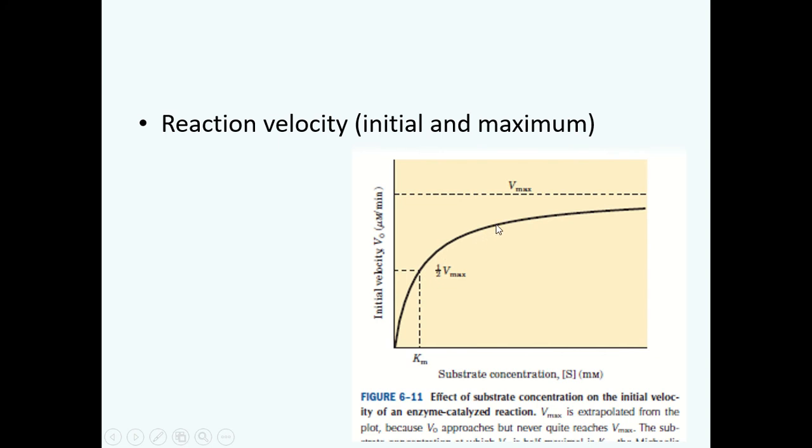And eventually this forms a hyperbolic curve. And at a certain concentration of the substrate, when the substrate becomes saturating, it becomes surplus, so now the rate of reaction eventually becomes the maximum rate of reaction.